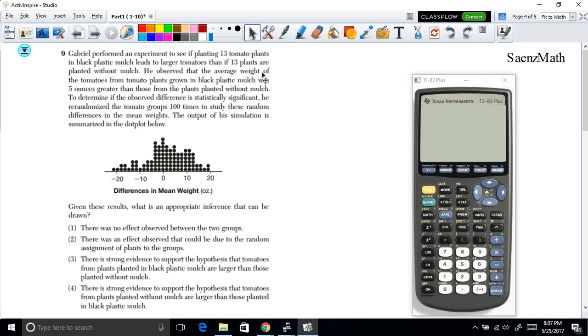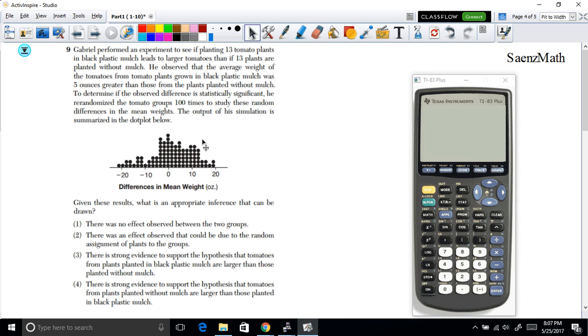He sees that the average weight of the tomatoes from tomato plants grown in black plastic mulch was 5 ounces greater than those. So you can read the story on your own. But what we're going to be more interested in is the data, given these results, which have been displayed here. What is an appropriate inference that can be drawn? Okay, for here, the option that stands out the most is option 2.